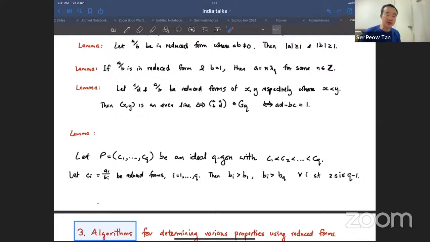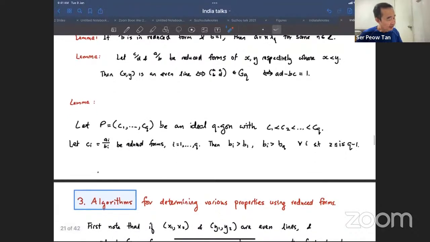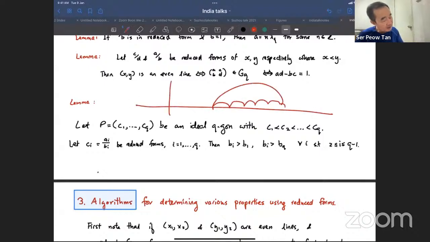Basically, these are very simple things to prove and very simple properties, but they're going to be useful to build up our understanding of how we use the cusps. The next one is also quite interesting and not difficult to prove. So suppose I have an ideal Q-gon. Let's assume that the ideal Q-gon looks like this, with 0 somewhere over here, and then C1, C2, C3 up to CQ.